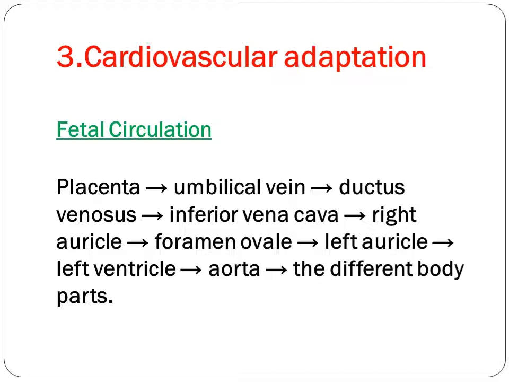Then the blood passes from the right side of the heart to the left side through a foramen between the two atria called the foramen ovale. In this way, the blood of the fetus bypasses the lung because the lung is not functioning. Then from the left atrium, the blood passes to the left ventricle, then to the aorta, and then to the different body parts.